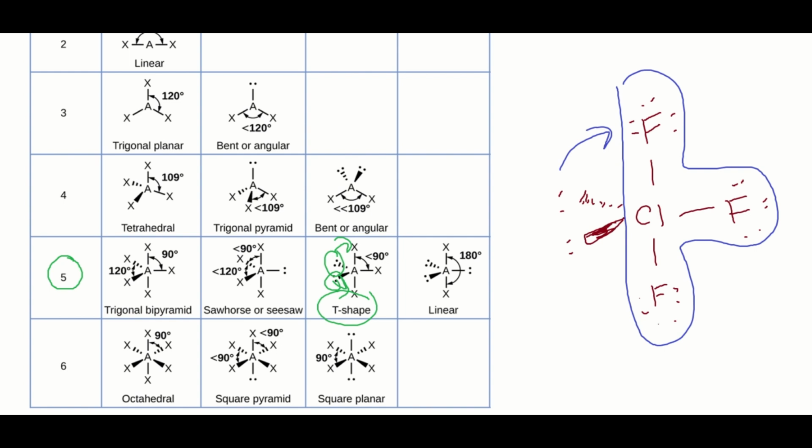But the lone pairs help determine that shape, because they're the ones repelling them into that T-shape. So the bond angle here is less than 90 degrees because of that extra repulsion.